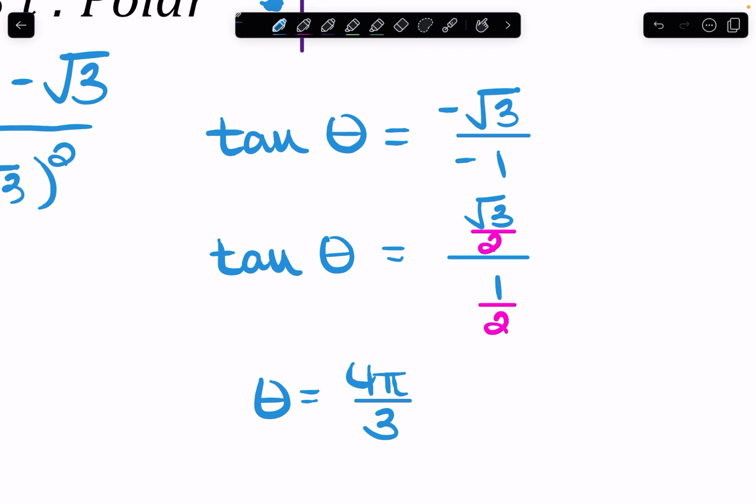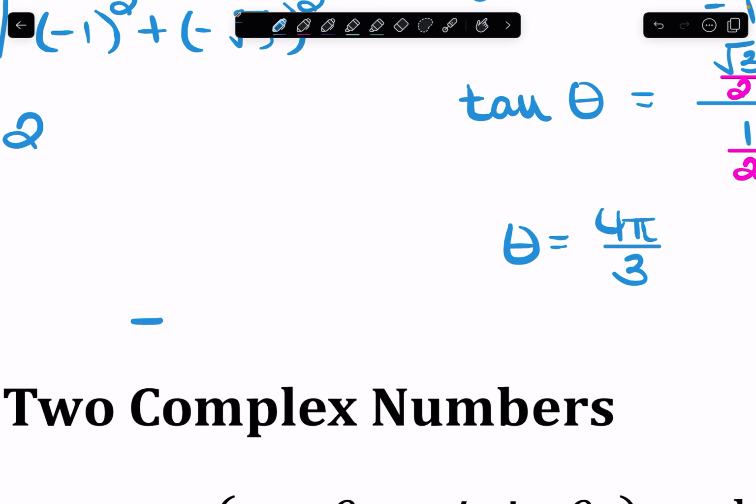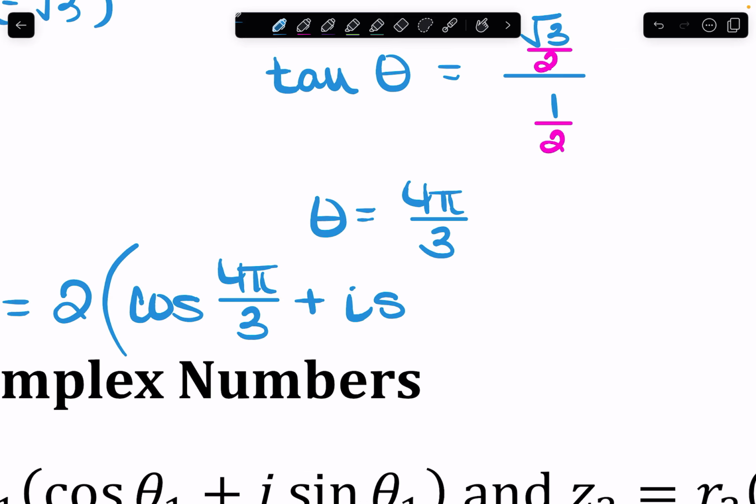All right, so now that we have our theta and our r, we can write the polar form. So polar form is z equals 2 times the quantity cosine of 4 pi third plus i sine of 4 pi third.